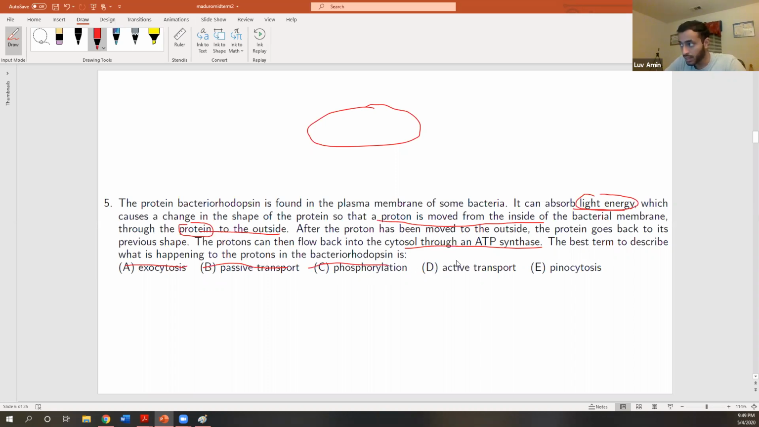And D, active transport. Yeah, so definitely active transport is what's going on in this case. We're taking our protons from the inside and using light energy to put them out of the cell, right? And then they're coming back in through a proton motive force through ATP synthase. So yeah, definitely active transport in this case. And then E, pinocytosis. Pinocytosis is taking in like water or small ions into the cell. It's a form of endocytosis. So it's something that we're not really covering in this case. So yeah, D in this case.